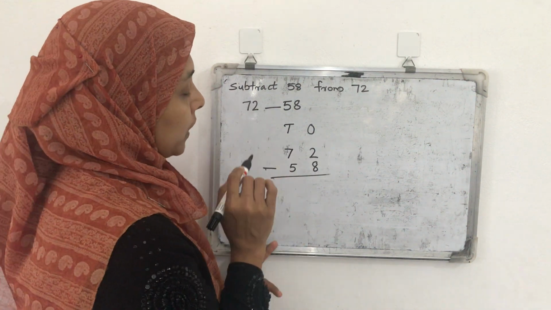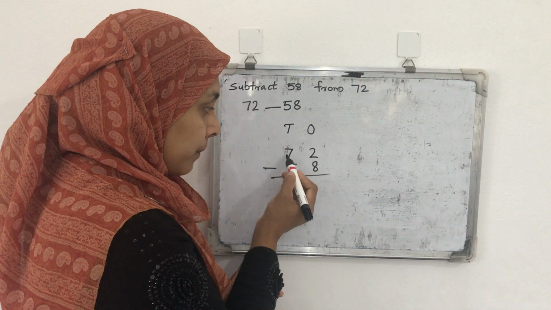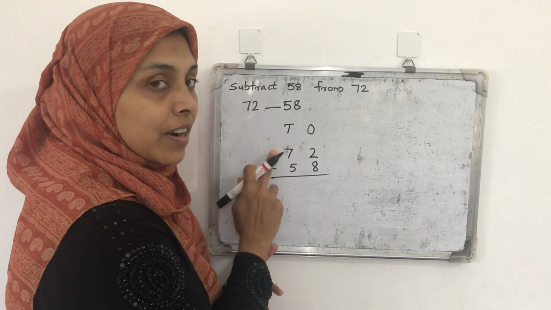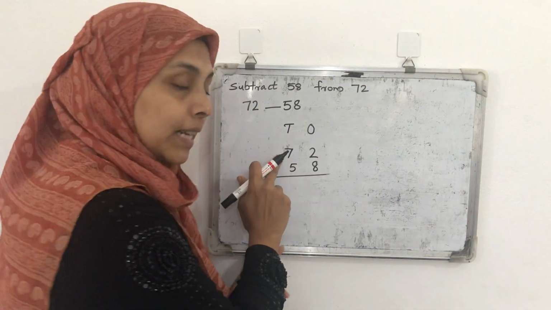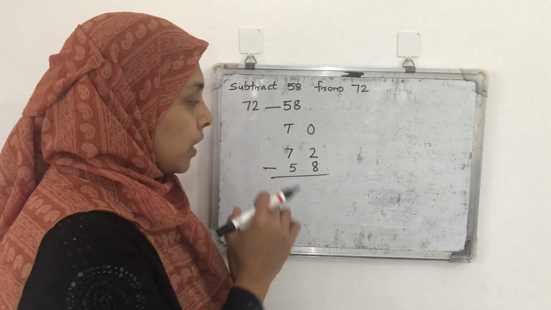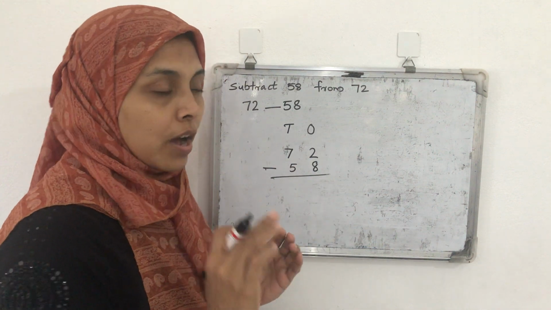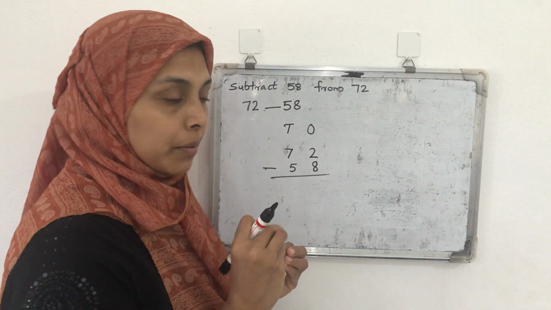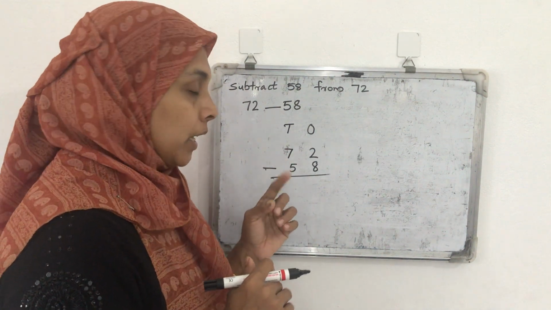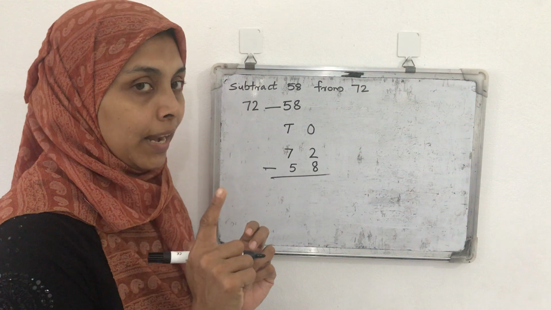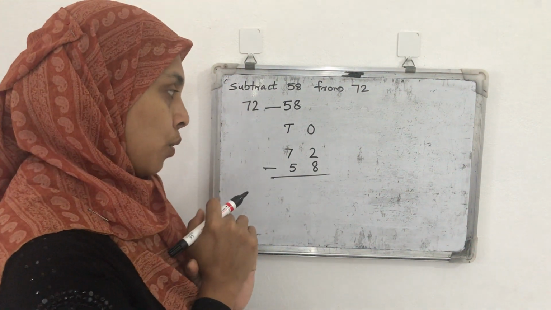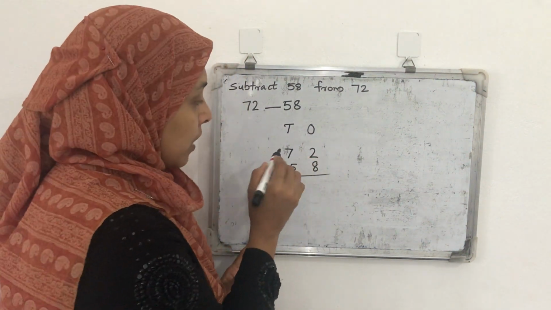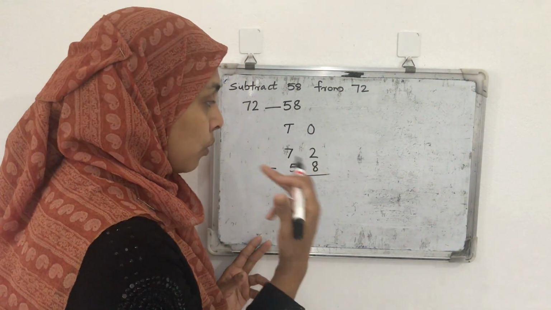So we use one method here. How many tens are there in this number? 7 tens. From that 7 tens, we borrow. Borrow, you know, is the correct meaning. From 7 tens, we borrow 1 ten, and give it to the ones place.